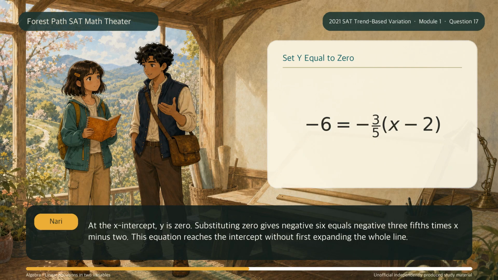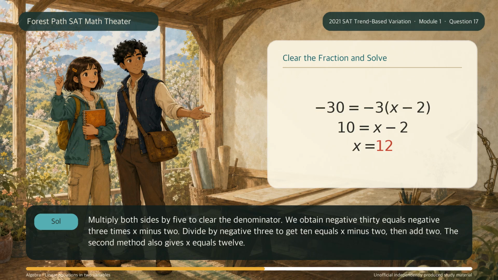At the x-intercept, y is 0. Substituting 0 gives -6 equals -3/5 times x minus 2. This equation reaches the intercept without first expanding the whole line. Multiply both sides by 5 to clear the denominator. We obtain negative 30 equals negative 3 times x minus 2. Divide by negative 3 to get 10 equals x minus 2, then add 2. The second method also gives x equals 12.